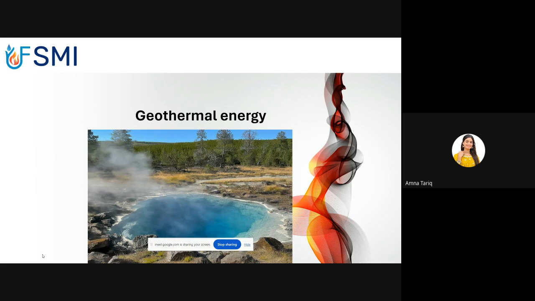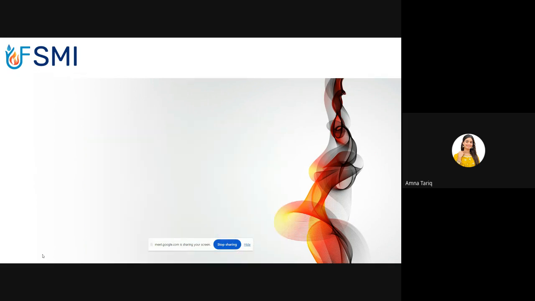So now we start. The next topic is geothermal energy. In this topic, we will understand geothermal energy, because we know that this is a renewable energy resource that taps into the Earth's internal heat. So first, what is geothermal energy?